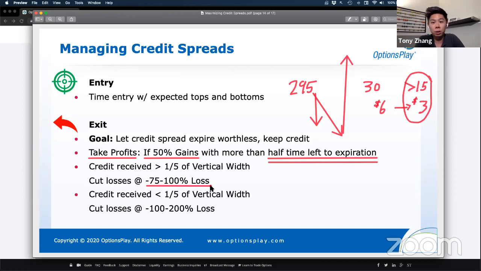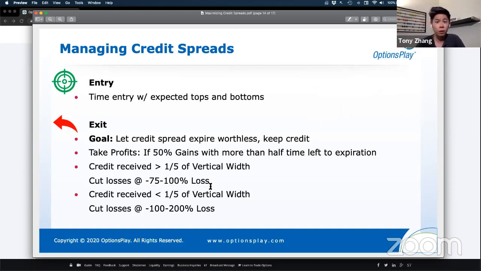Now, for those of you that are selling really far out of the money credit spreads, many of you sell credit spreads where you're only collecting maybe 1/10 of the vertical width, or maybe even 1/15 of the vertical width. That's really where you have to be extremely sensitive as to when you want to cut losses, but you have to give yourself a much wider gap here. We usually tend to find that 100 to 200% of the width is when you want to start cutting your losses here.